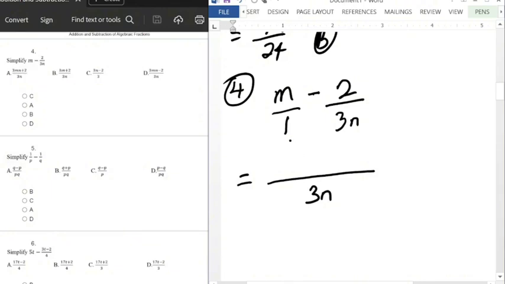So 3n divided by 1 is 3n. 3n times m is going to be 3mn. Minus 3n in 3n is going to give us 1. 1 times 2 is going to be 2. So in that case, the answer is 3mn minus 2 over 3n. That is option D. Then go to question number 5 now.